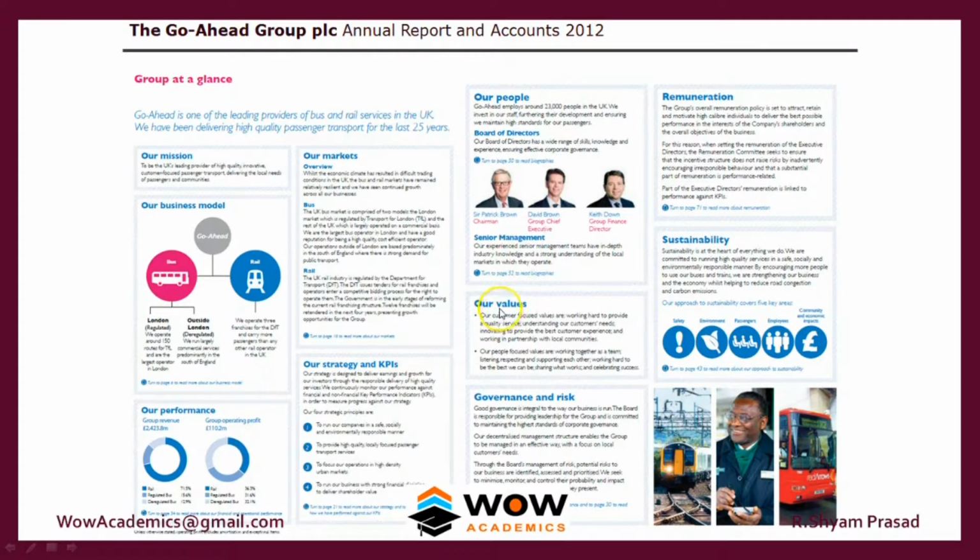We have 23,000 employees. This is the board of directors, the chairman, the CEO, the CFO, the senior management. What does the company stand for? Its values, governance, remuneration, sustainability, and a few pictures of the company. So it gives an overview about what this company is. You get a snapshot of it. If you want to read it in detail, you can read the 60 pages of this company's annual report.